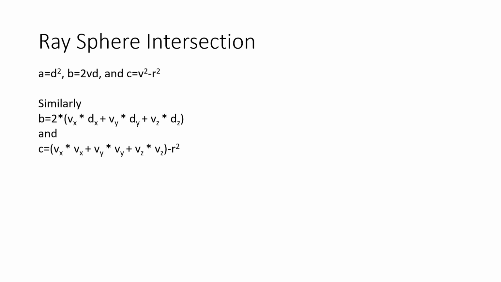Similarly, we can calculate B. So B is 2vd. V is the vector between the origin of the sphere and the origin of the line, and d is the direction of the line. And also C, so C is v squared minus r squared. V squared is v dot product itself, and the r squared is the radius of the sphere.